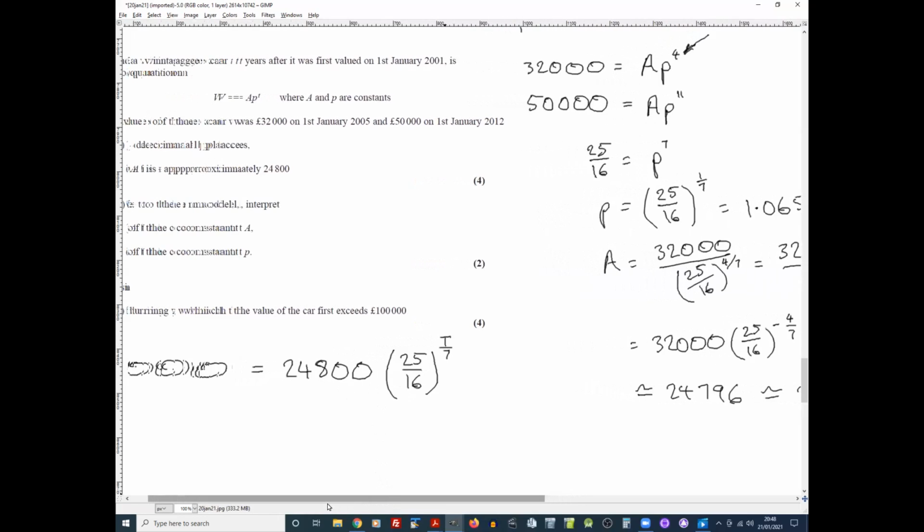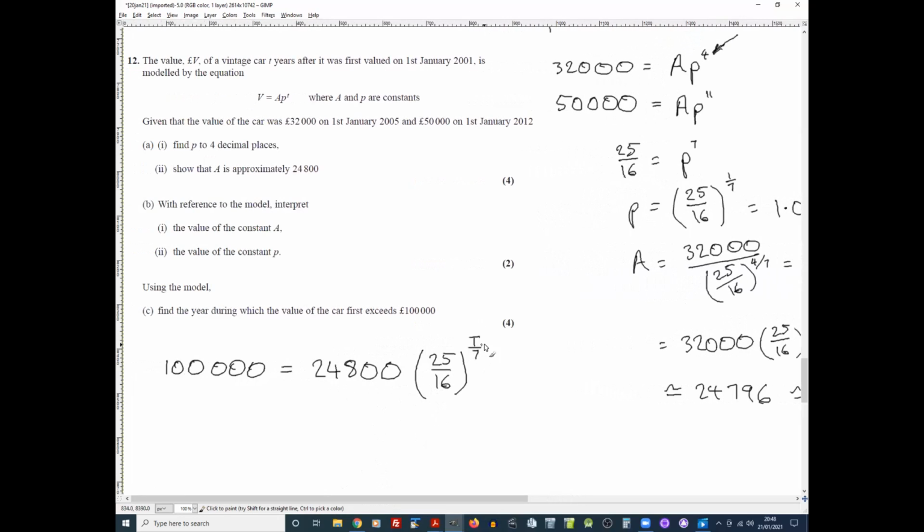True. So at least we might be able to do some algebra if we try and make T the subject. Okay, so let's see what happens. The first thing we can do is divide 100,000 by 24,800. That equals 25/16 of the T over 7.